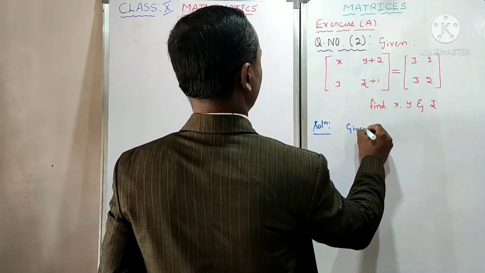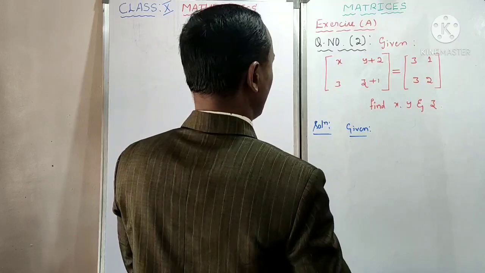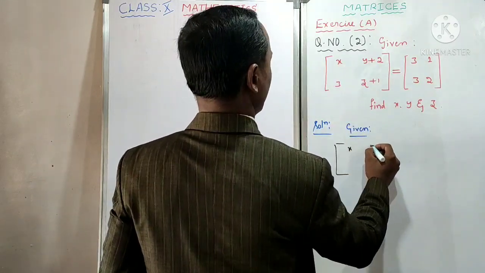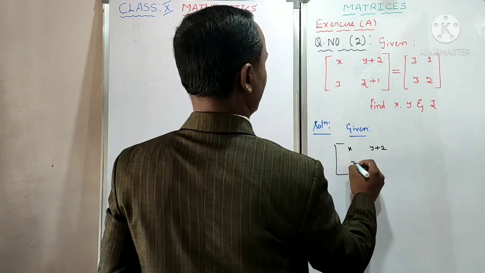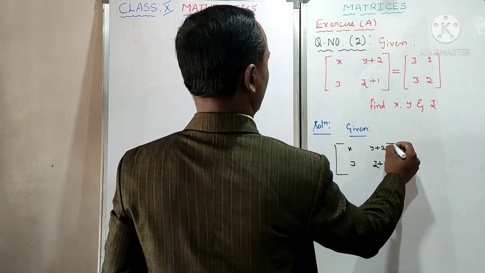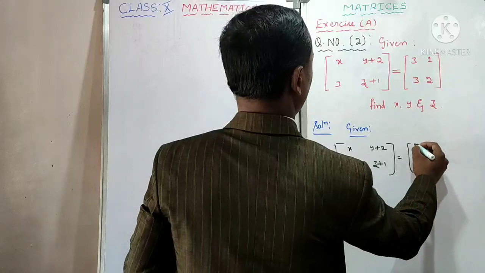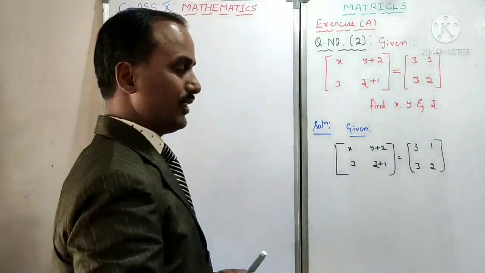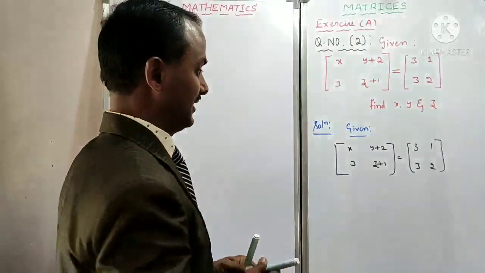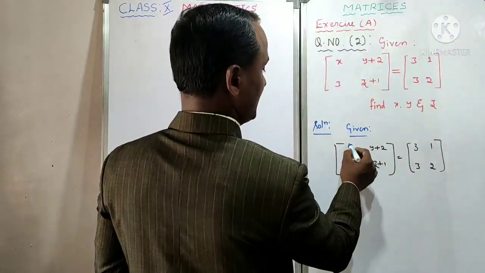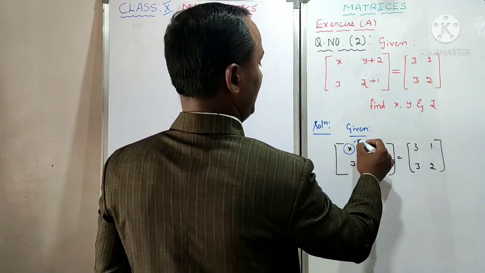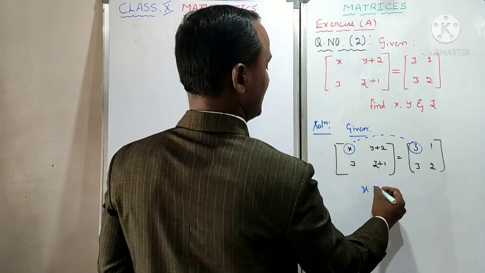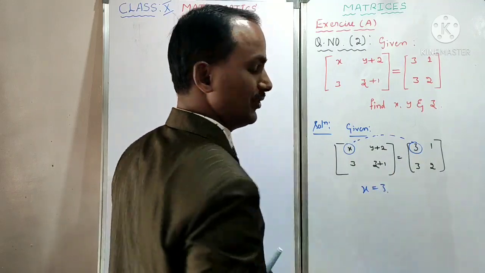Given, I will write down the given data once again. What matrices are there? [x, y plus 2; 3, z plus 1] is equal to [3, 1; 3, 2]. Easy, is it? Now, how can I equate? See, in this matrix, this corner first element is equated to this element, which means x is equal to 3. We got the x value.